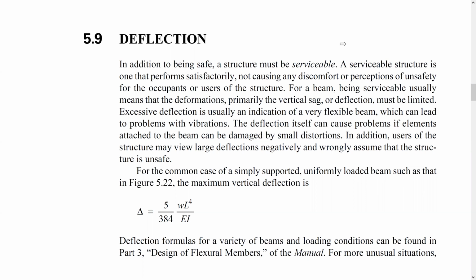And usually being serviceable means that the deformations, which are mainly the vertical deformations or deflections, must be limited. So we have limits for these deformations. Any structure or structural element has a deflection, but we should limit this deflection.